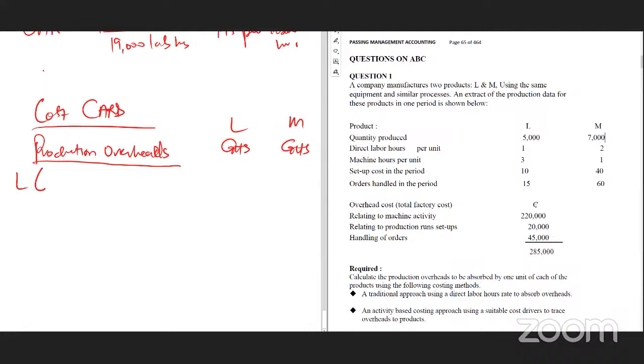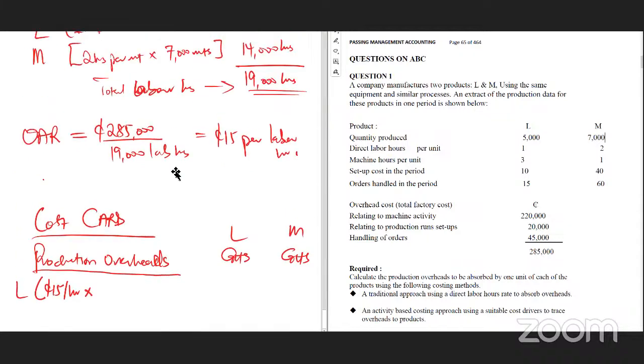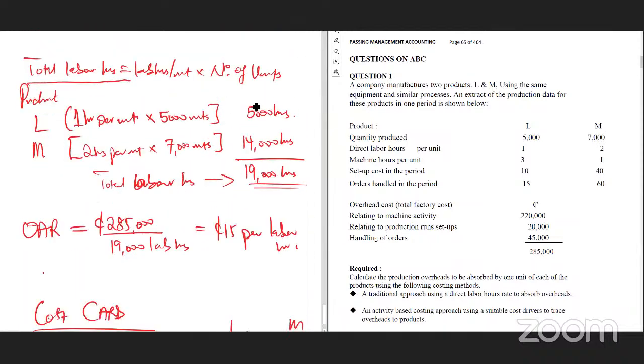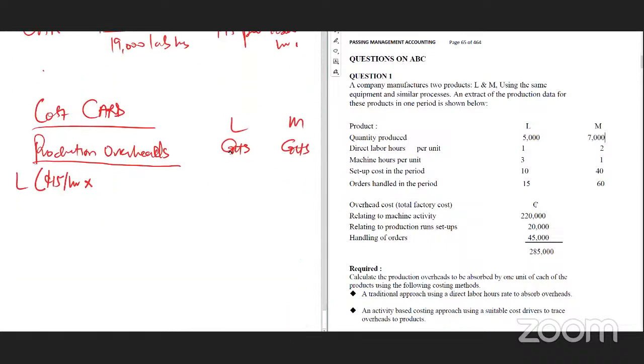Product L, the OAR is the same across board. So 15 per labor hour, right? 15 per hour. But how many hours were used for product L? I want it in total. You can also do it per unit. How many hours were used in total? So you go to your computation of the hours. This one we use 5,000 hours, right? So 15 per hour times 5,000 hours gives us the cost. So we have 15 by 5,000 hours. That means that this one will incur total cost of 75,000, right?